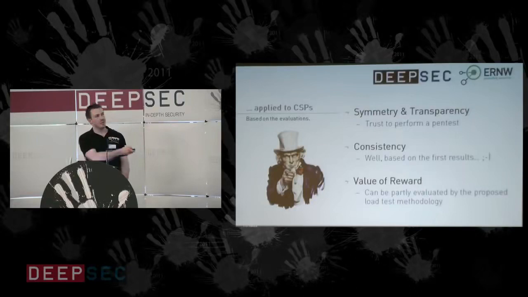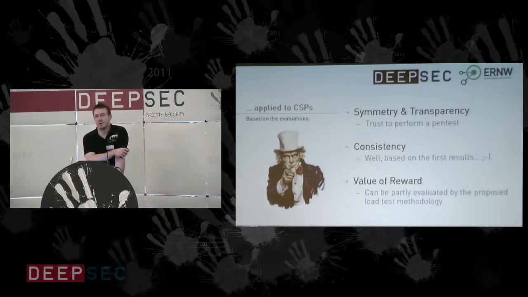These trust factors mean different things. We have the trust factors symmetry and transparency. Symmetry basically means, does the cloud service provider trust us? And transparency, are his processes transparent? Does he provide any documentation about his security operations and stuff like that? So basically, transparency and symmetry would be the trust to perform a pen test. If they do not trust us enough to allow us to perform a pen test, this directly affects the trust that we are putting into the cloud service provider.